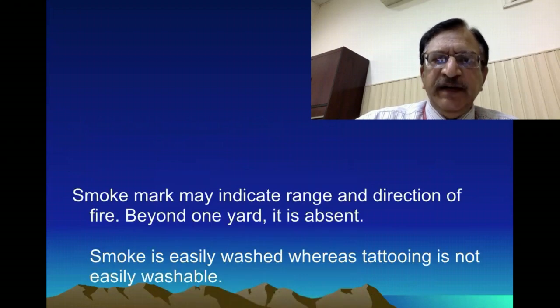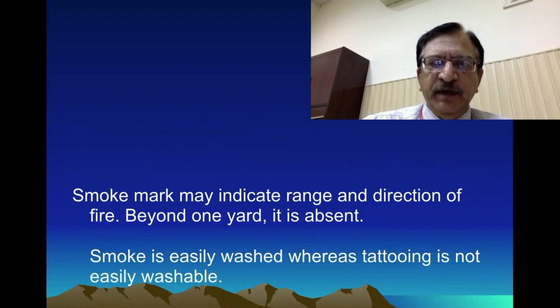And smoke marks may indicate the range and the direction of fire, because beyond 1 yard, that is arm's length, it is usually absent. But again, it will depend upon the weapon, how it has been designed. The smoke can easily be washed. When you wash, the smoke will wash away, but the tattoo marks or the tattoo hemorrhages will not wash away, because tattoos are produced by the embedment of the gunpowder particles into the skin. They will not wash away.